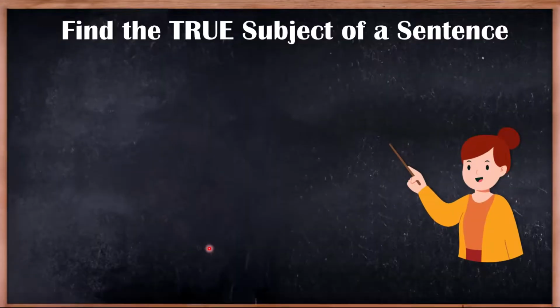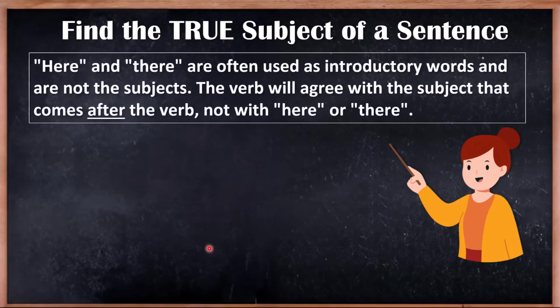So the important thing is you must find the true subject of a sentence. So here and there are often used as introductory words, and they are not the subjects. The verb will agree with the subject that comes after the verb, and not with here or there.